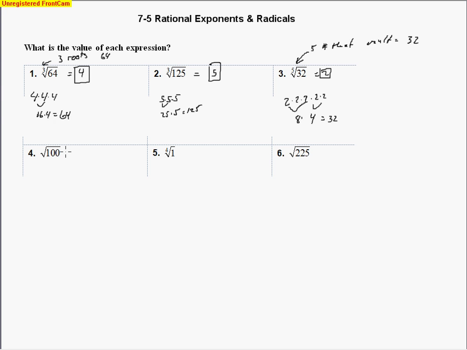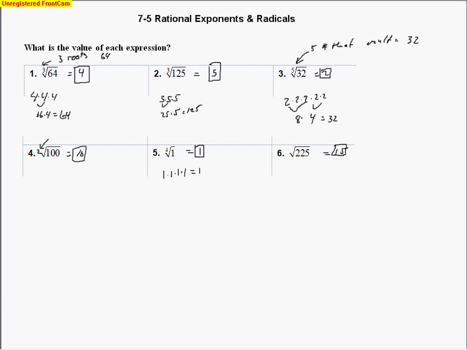This is the square root, so no index here just means that we have a square root. Two numbers that multiply to make 100 are 10 and 10. For the fourth root of 1, 1 times 1 times 1 times 1 makes 1, so that would just end up being 1 in this case. And the square root of 225 is 15. Again, the rule is odd numbers try odd numbers, evens try evens.